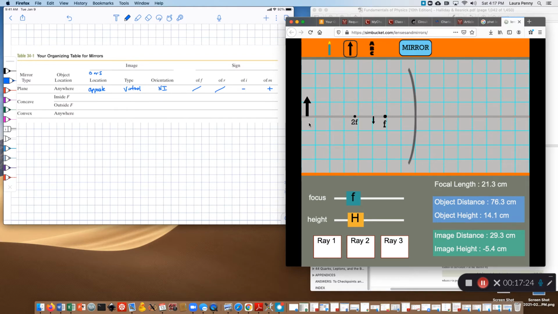A concave mirror, which is what we're talking about here, if we're inside of the focal length, inside of capital F, then we're going to get an image which is formed on the opposite side, and it will be a virtual image, and it will be not inverted.